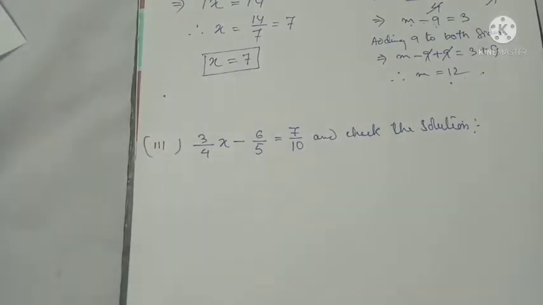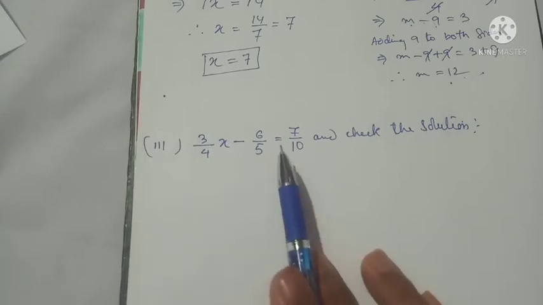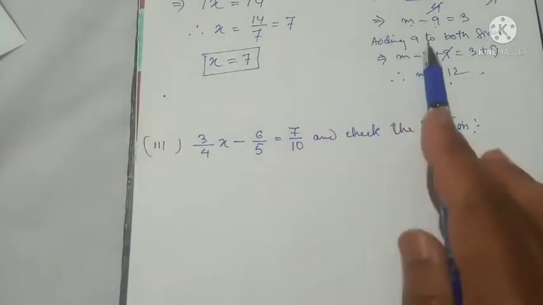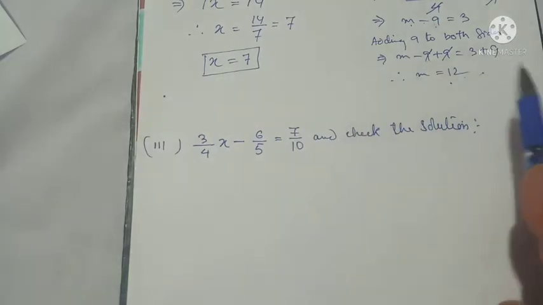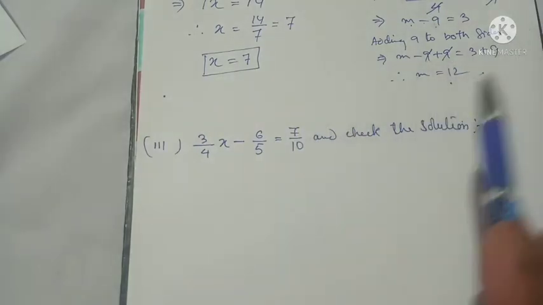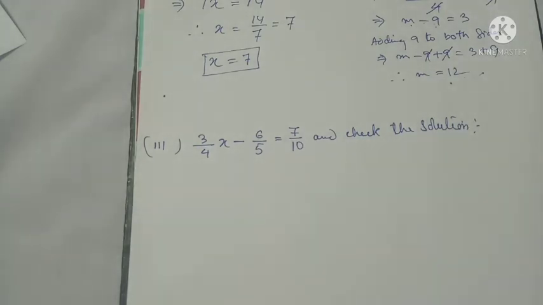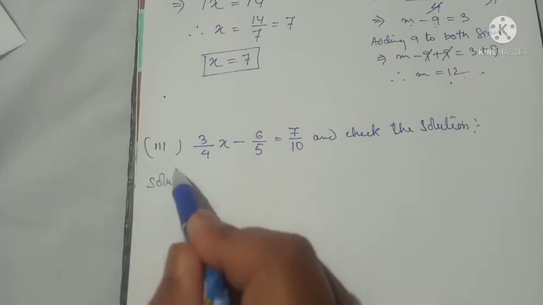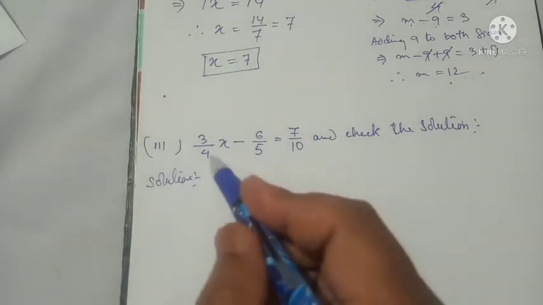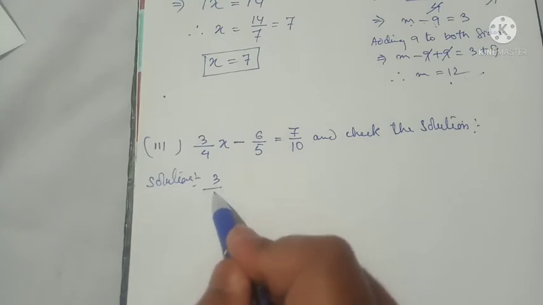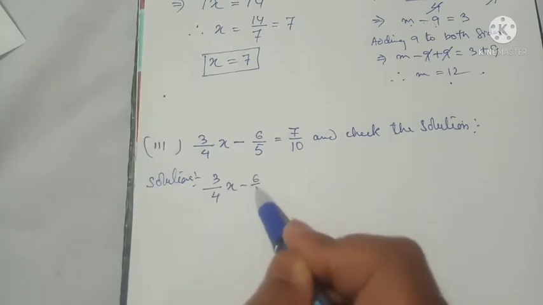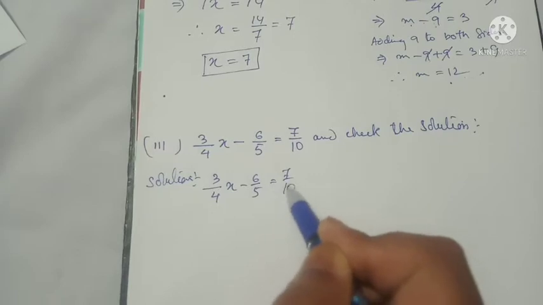Next is question number 3. In question number 3, we have to find the variable x by using the same method as the above questions number 1 and 2 that we have done. In this same method, we have to calculate this question number 3, and also we have to check the solution, whether the value of x is correct or not. See, first look here: 3 by 4 x minus 6 by 5 equal to 7 by 10.